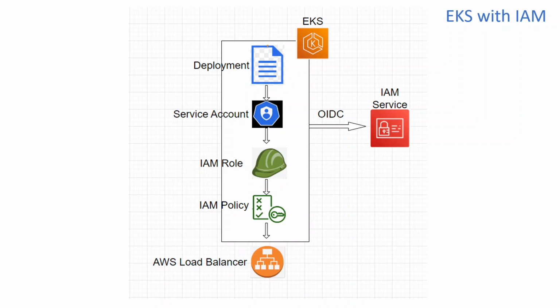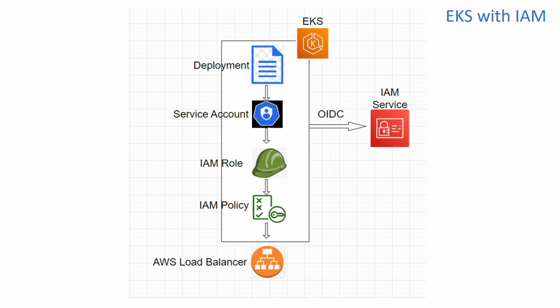In AWS, if any service wants to use any other service, it needs to have a role attached to it. And that role must have an IAM policy which allows or disallows certain actions. Similarly, if any resource in AWS EKS wants to use any service in AWS, it needs to have a role with a policy. In this diagram, for example, we are accessing the AWS load balancer from within EKS.